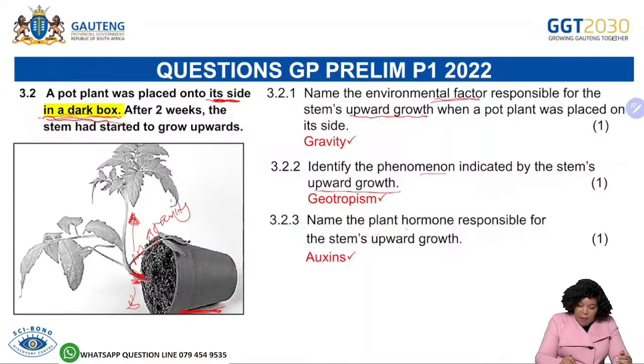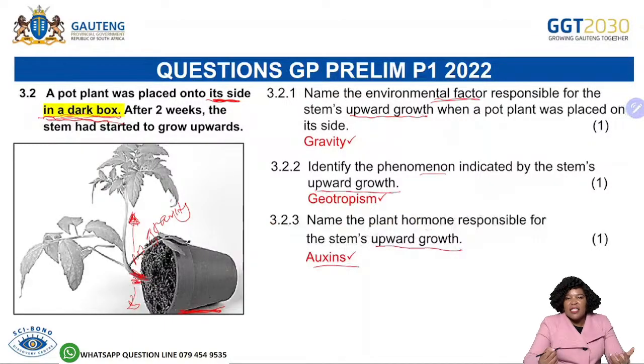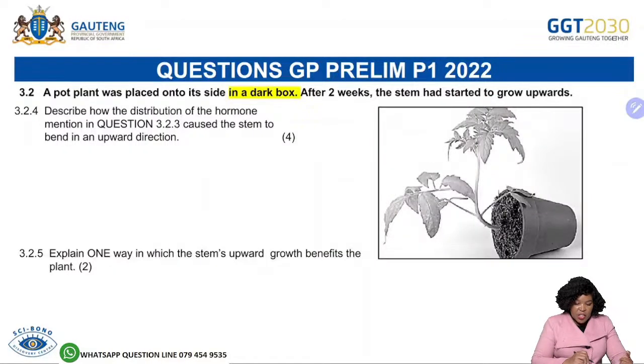Right, name the plant hormone responsible for the stem's upward growth. It is the auxins. Remember, you just learned about the auxins' activity in geotropism and also in phototropism, and they act differently. But in this case, we still know that the hormones responsible for the stem's upward growth are the auxins. Right, these are your free marks that you get for your revision. This is the same experiment. Now we continue with the questions.